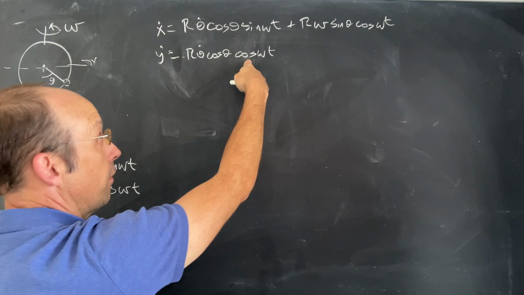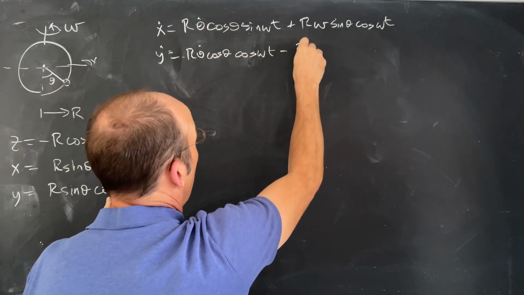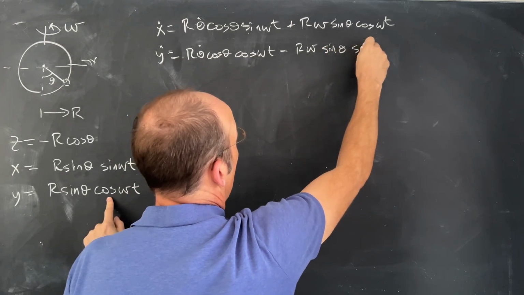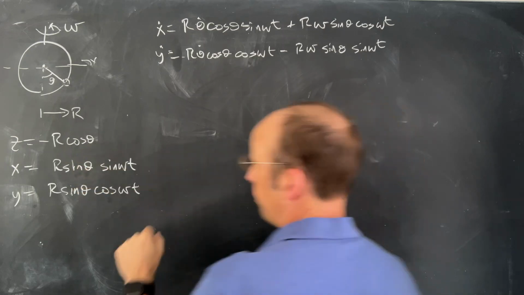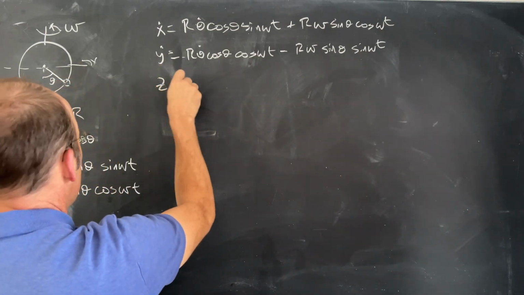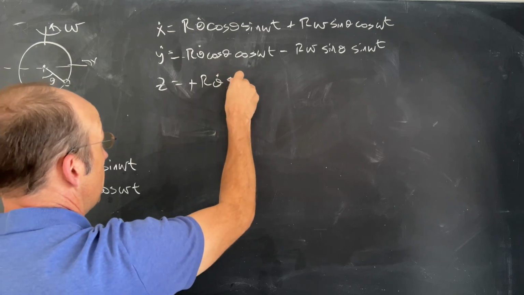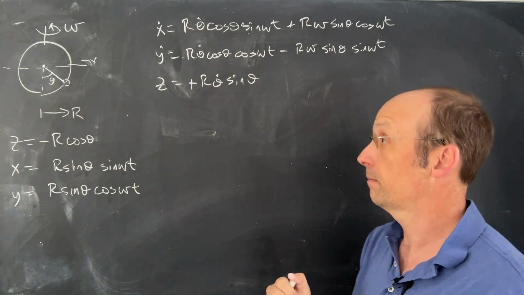And now I'm going to take the derivative of that term, cosine, so I can get a negative r omega sine theta sine omega t. And then finally I'm going to do the z. That one's pretty easy. Z is going to be negative r, positive theta dot sine theta, because the derivative of cosine is negative sine.